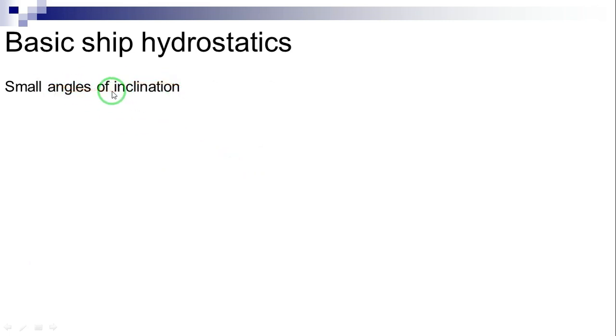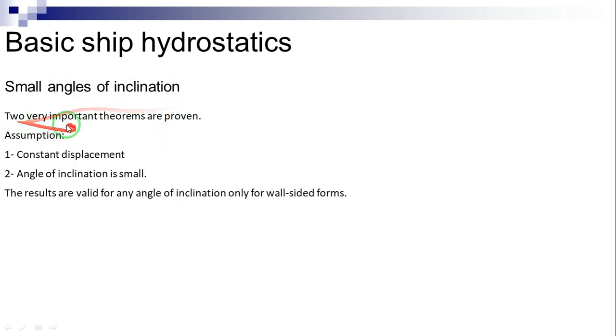Small angles of inclination. In this section, we proved two very important theorems for bodies that incline at constant displacement. This is the case of floating bodies that change their inclination without the addition or loss of weights. Constant displacement means constant volume of displacement.